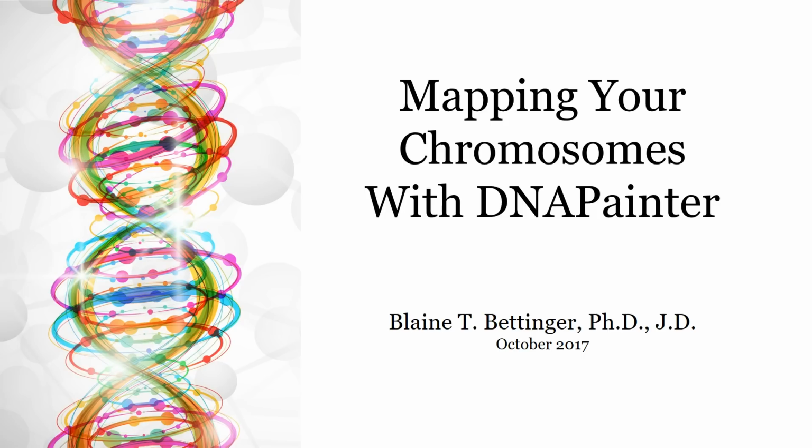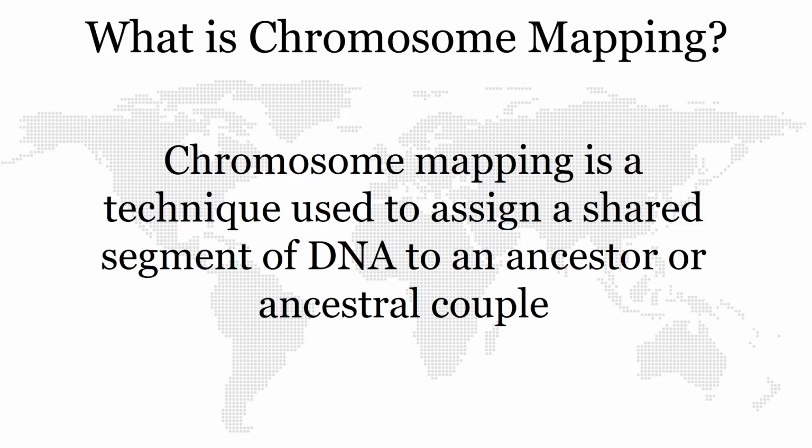Now, before we talk about DNAPainter, I want to talk a little bit about chromosome mapping in general. Chromosome mapping is essentially the process of assigning a shared segment of DNA to either an ancestor or an ancestral couple. We know we're finding lots of shared segments with our matches, and in addition to finding our genetic relatives, these segments can be used as a map to show where and from which ancestors we obtained DNA segments.